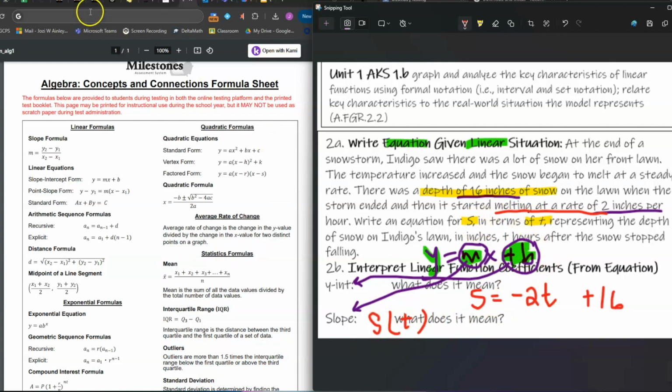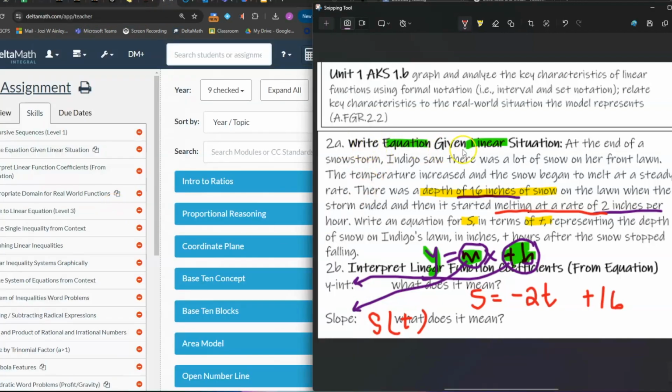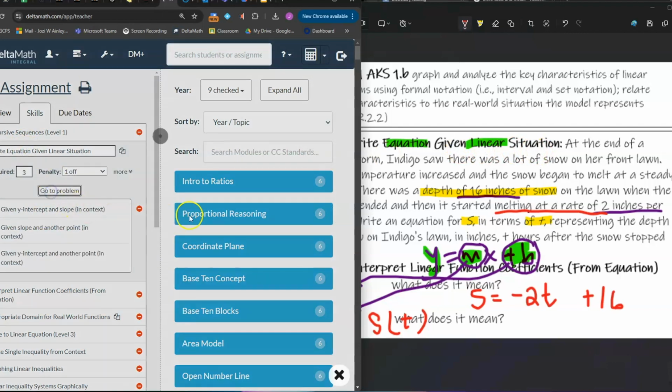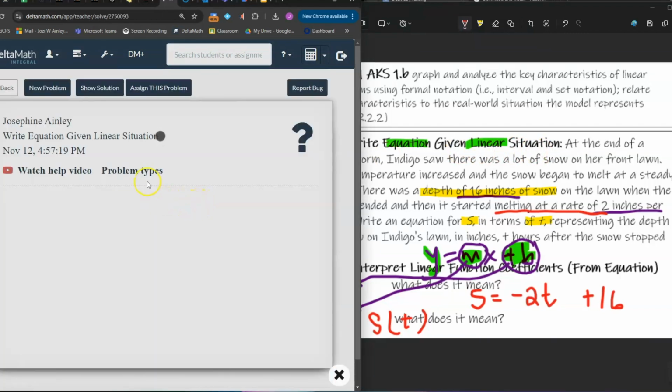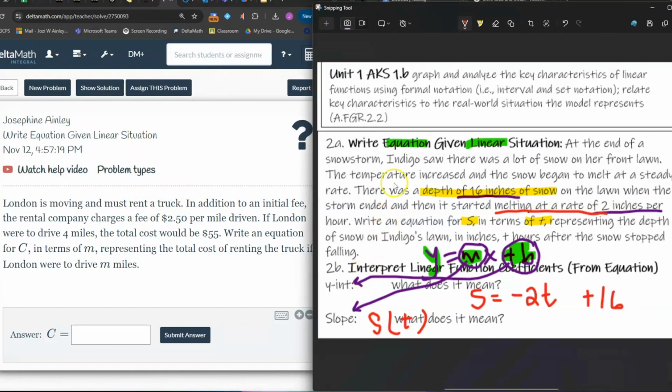And that's it. So what you're going to do is go into your Delta Math. You're going to find the question that says write equation given linear situation, which is question number 2. You're going to answer those problems. And if you have any issues, you're going to come and see me. After you finish that, you're going to do 2B.